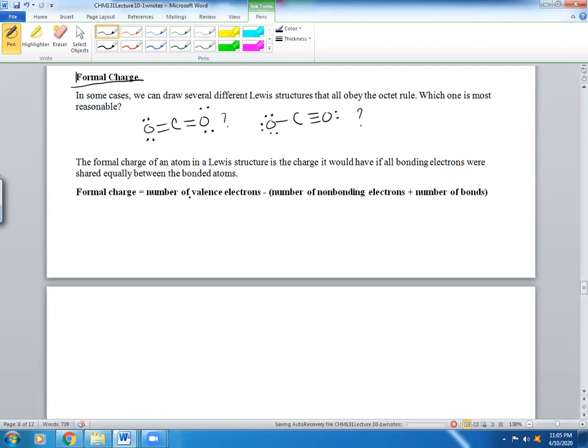But the formal charge is the number of valence electrons minus the number of non-bonding electrons plus the number of bonds. This is how you do it. It's a simple formula. You have to remember the number of valence electrons minus the number of non-bonding electrons, meaning the ones in the lone pairs, plus how many bonds each atom has. I'm going to show you also a shortcut. You may like it, you may not, but that's fine.